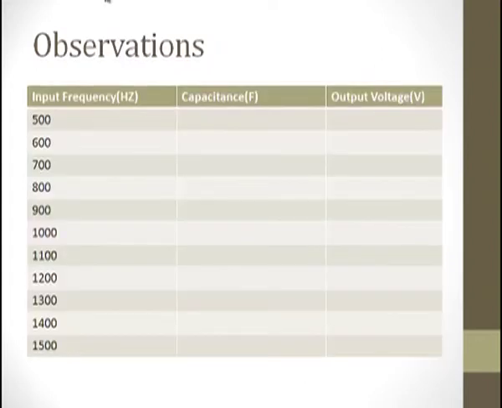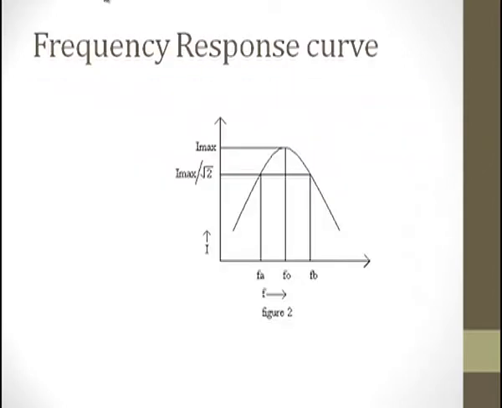Next, observations. You can keep the inductance, resistance and capacitance constant, vary the input frequency and note down the output voltage across the capacitor. So, for different input frequencies, note down, then plot a graph between the input frequency and the output voltage. The graph will be like this, an ascending one and a descending one, that is an inverted parabola. The maximum frequency is F naught.